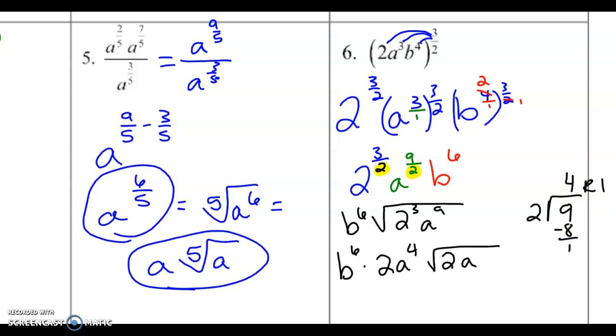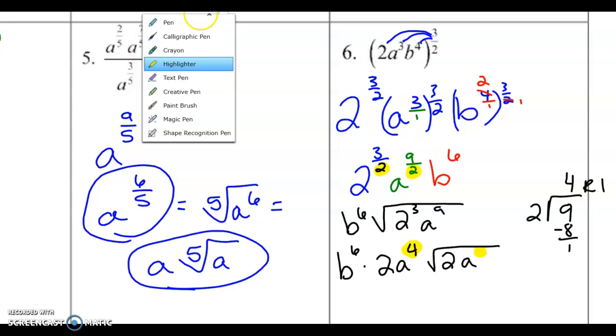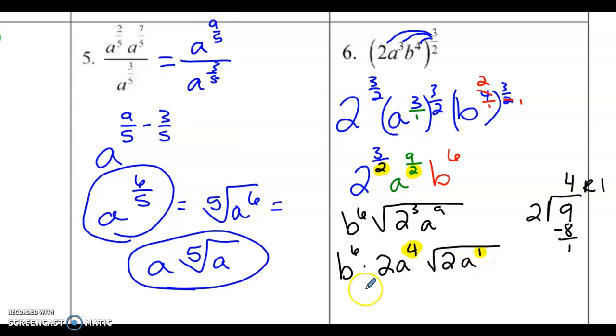So I can pull out 4 a's, so a to the 4th, and then remainder 1. There's 1 a left over. So if I was rewriting it, I might just put it in a different order there. 2a to the 4th, b to the 6th, times the square root of 2a.